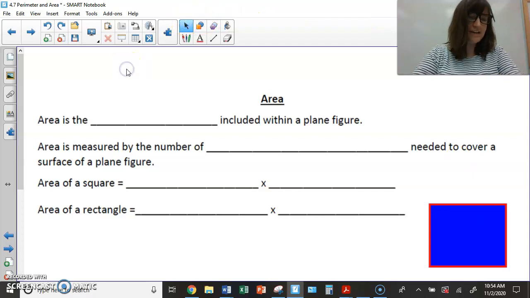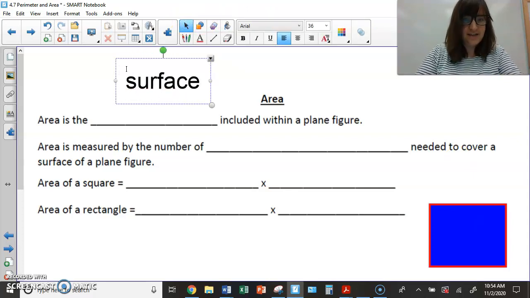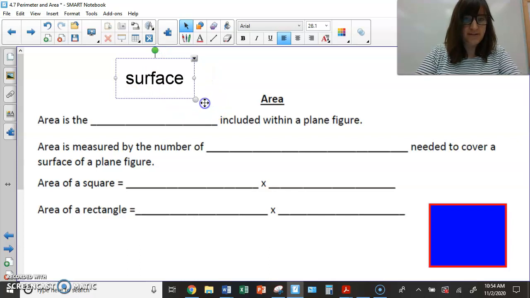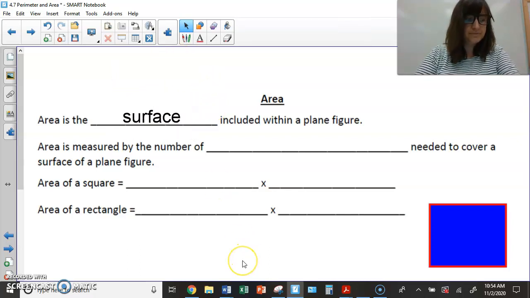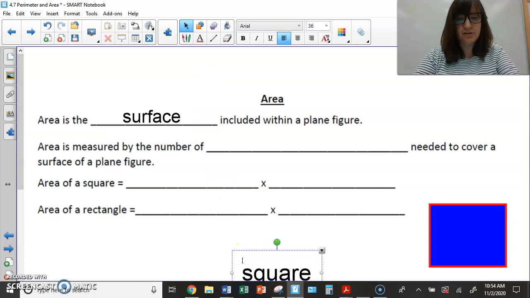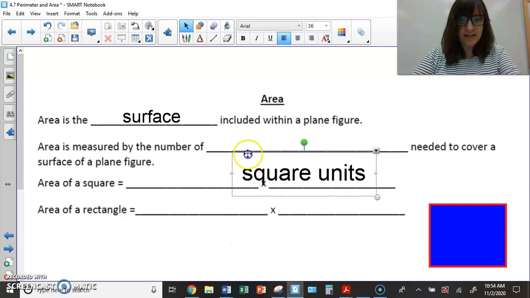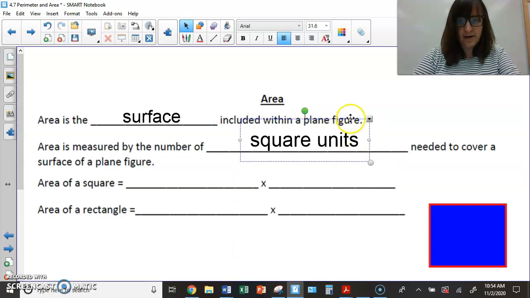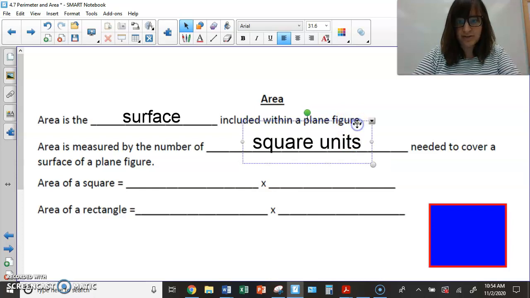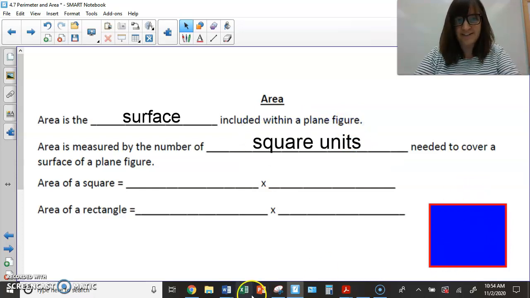So area is the surface that's included within a plane figure. So you sometimes hear the word surface area, okay? Area is measured by the number of square units that you need to cover the surface of a plane figure. So you count basically how many squares of that unit you would need to fill inside. We are going to talk today just about the area of a square and an area of a rectangle, okay?